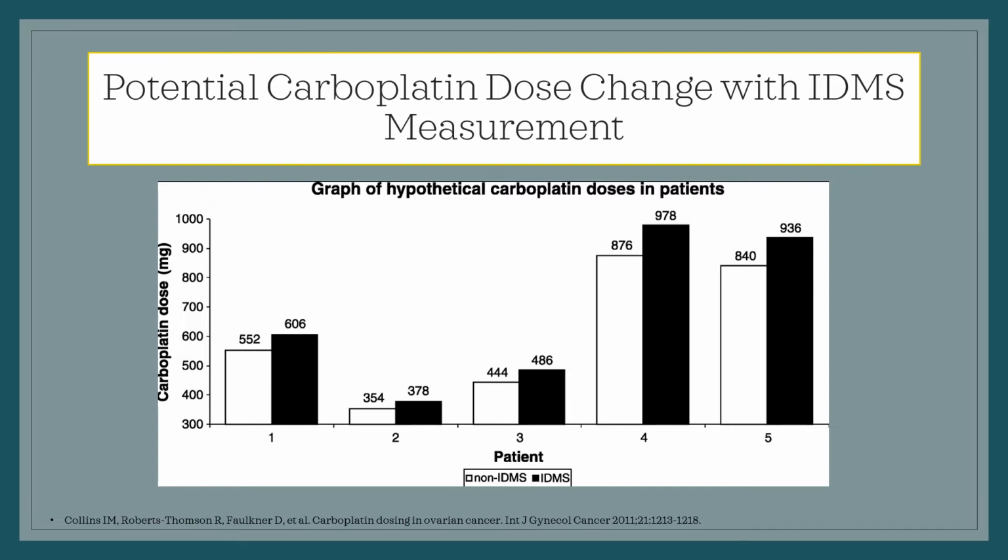And this is just a study I found looking at the differences between pre-standardization and then after the IDMS standardization. So on the y-axis, we have the carboplatin dose in milligrams. And then on the x-axis, we have 5 different patient generalizations that are represented. In terms of our black and white bars, the white bars represent the carboplatin dose prior to the IDMS standardization, and then the black bars represent after that standardization in 2010. So you certainly can see that we are giving higher carboplatin doses with that standardization in 2010. But it's also interesting to see some of the differences in terms of patient generalizations.